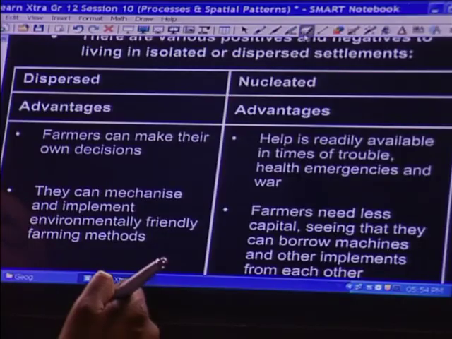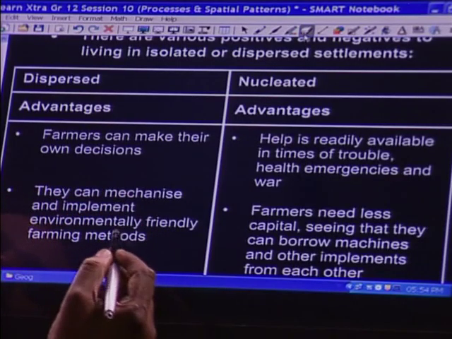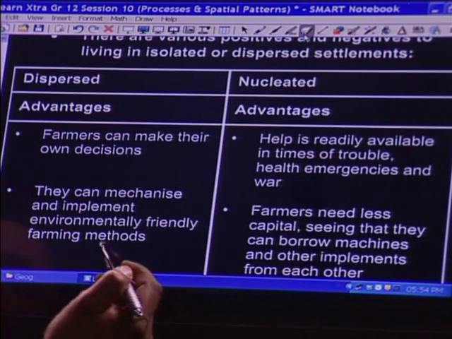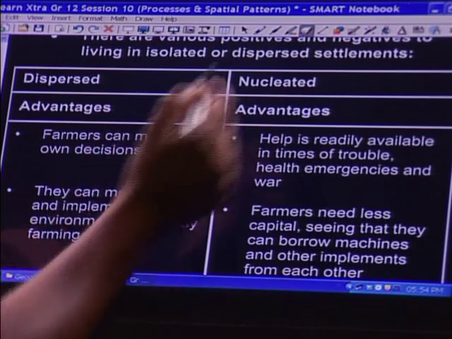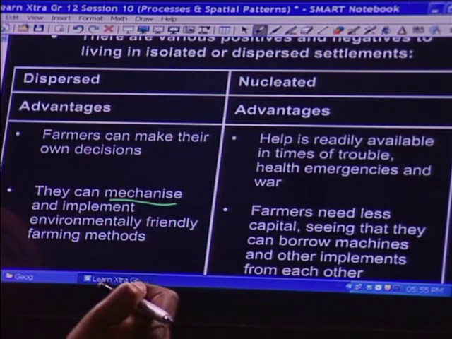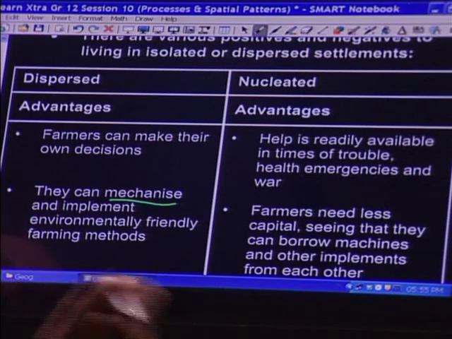Let's look closely now at advantages of living in a dispersed settlement. Farmers can generally make their own decisions because these types of farmers are generally regarded as commercial farmers. They can mechanize and implement environmentally friendly farming methods. Mechanization refers to the ability of a farmer to use more technological aspects on his farms.